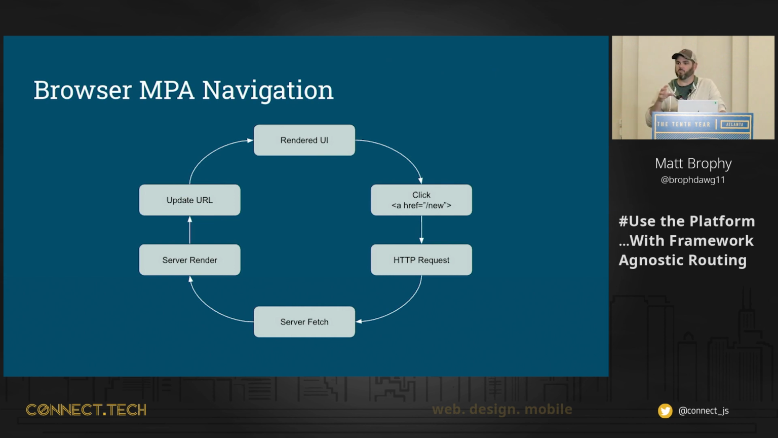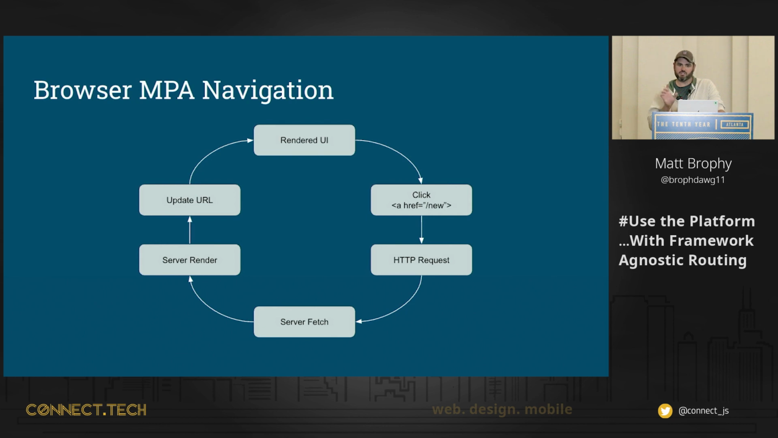How do we want to implement our fetch then render? Just emulate what the browser does. So in a multi-page application navigation, you're going to click, and it's going to make an HTTP request to the server. It's a literal request of, can I have the contents of this new URL? The server is going to do whatever data fetching it does. The server is going to render HTML, and it's going to send it back to the client. And at that point, we're going to update the URL.